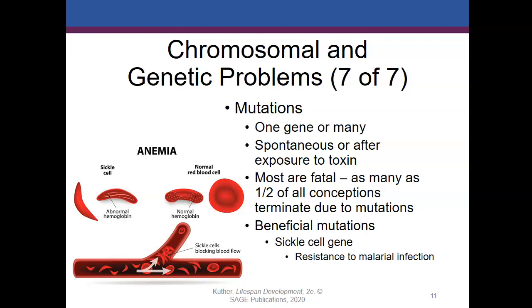But sometimes mutations are beneficial. As one example, sickle cells result in a resistance to malarial infection, which is helpful in areas where malaria is common. In fact, it originated in those areas of the world as an adaptation that helped people survive malaria. However, sickle cell anemia can cause significant problems for people living in other parts of the world.